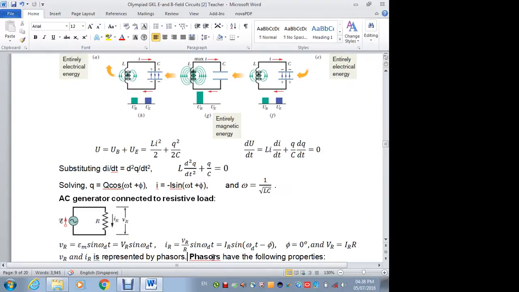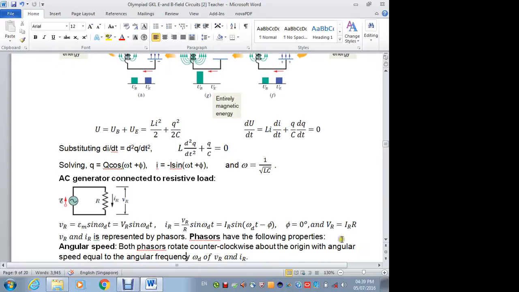Now, if you compare this equation with the more general one, which is IR sine omega t minus phi, because sometimes we will assume this formula first. Later, I'll tell you why. Sometimes phi may not be 0, but in this case, if it's a pure resistor, the voltage and the current are in step with each other, exactly matching. So phi will be 0. And the maximum value for VR will be IR times R.